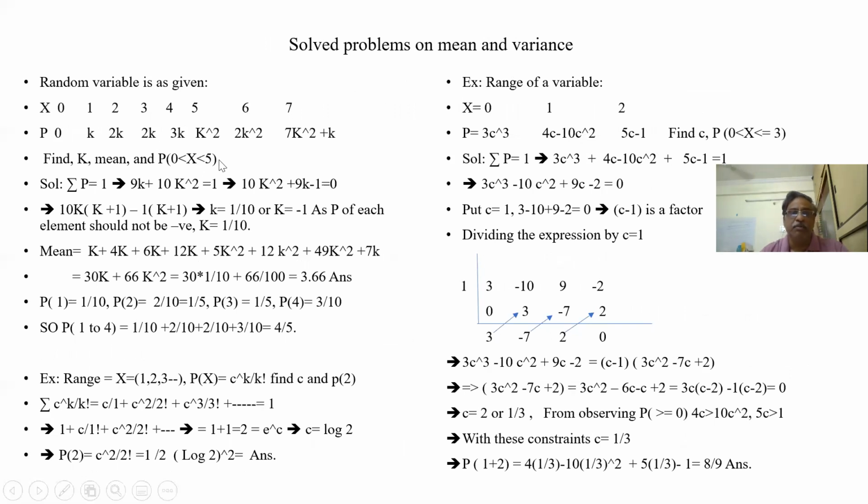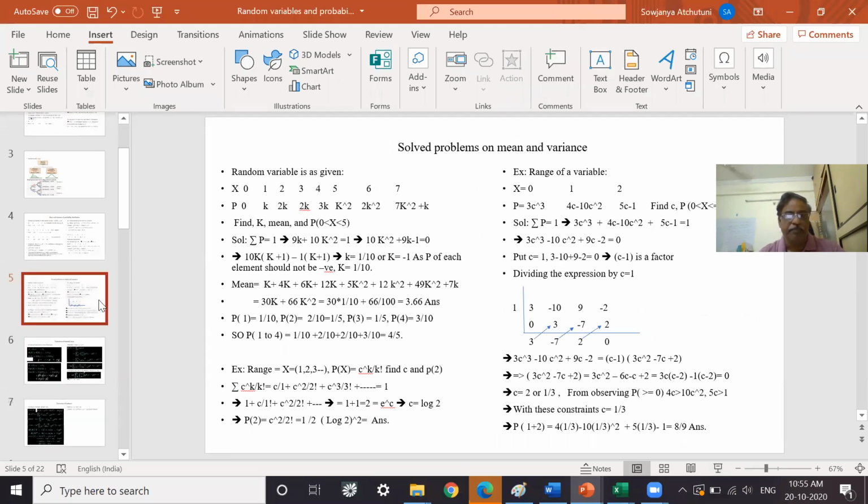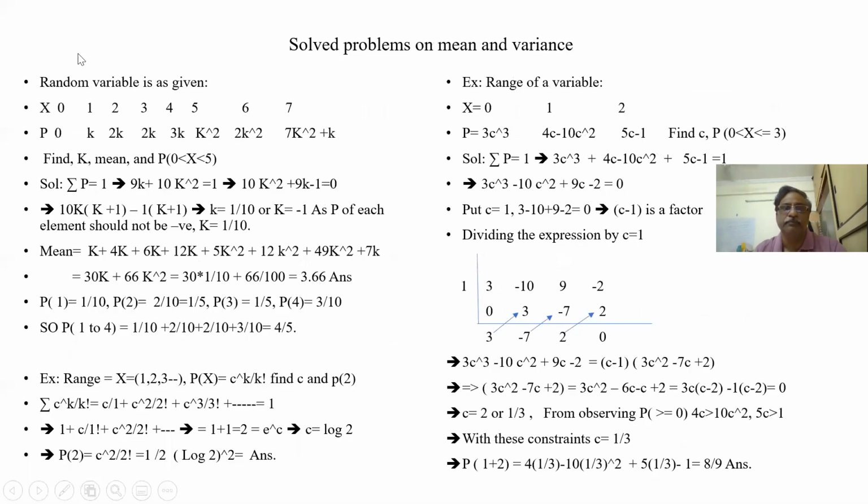Again, some more problems on mean. We have a data here. This is a probability distribution. This is the x variable. This is a discrete variable. There are no points, there is no continuation. It's a discrete variable. So find the mean and variance.